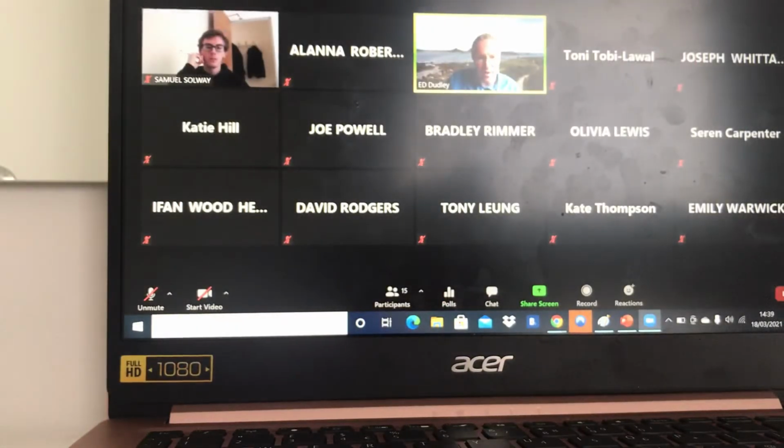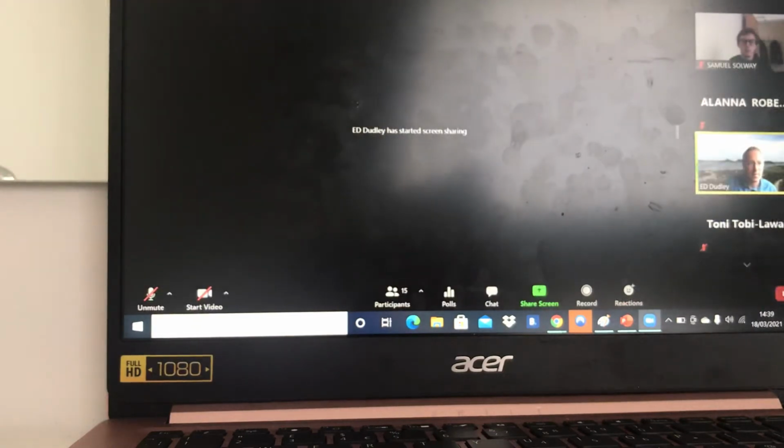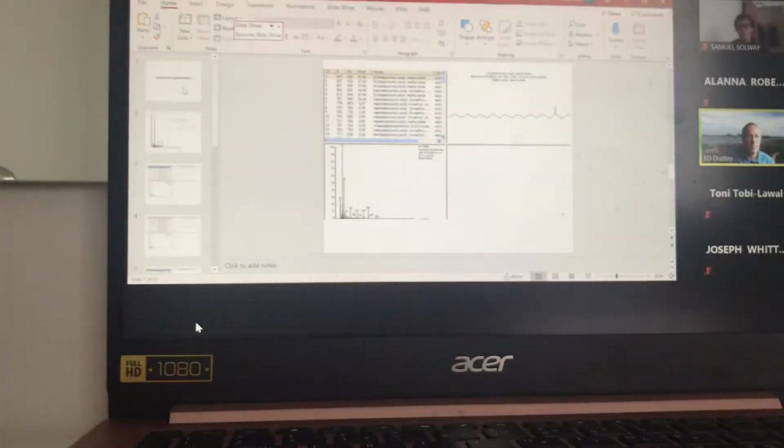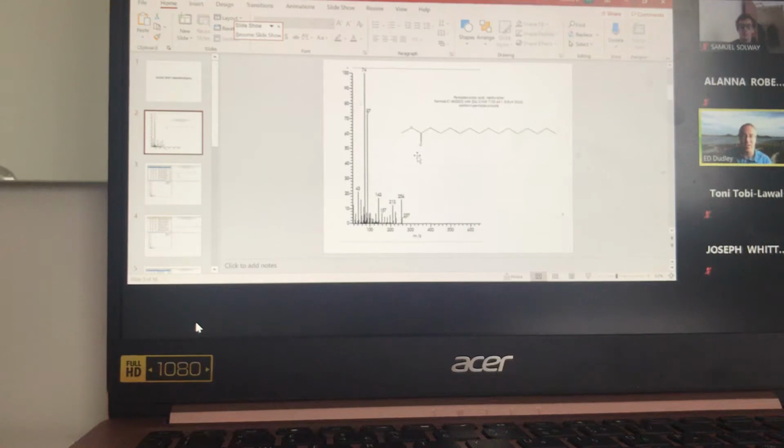Another file that you have on canvas is here. It's referred to as the GCMS NIST identifications. NIST is the National Institute of Standards and Technology, based in America. And effectively what they did in the 1970s is they started chemically synthesizing all these pure compounds and throwing them at mass spectrometers to see what they look like in a mass spectrometer. And so they've got archived mass spectra from different compounds.